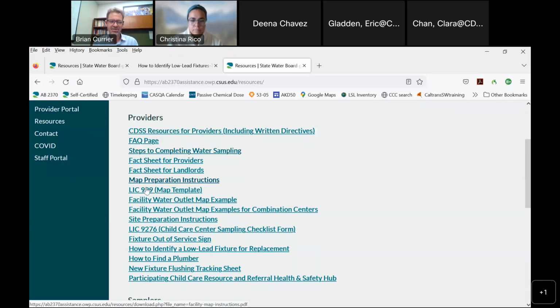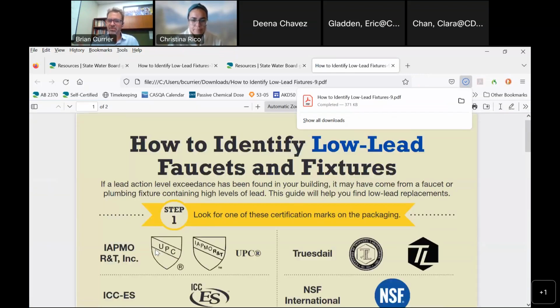I'm going to go down this list, and right now we're talking about how to identify a low lead fixture for replacement, which is fourth from bottom here. So I'm going to click here. It's opening up a PDF, which is pretty easy to print, I hope, and it takes us to what we first saw when we opened up the page. So there's 2 steps here, really 3, and I'll get to those. The first thing that you want to do when identifying a low lead fixture, this is again if you're being proactive or if you've had an action level exceedance and you're taking the action to replace that fixture.